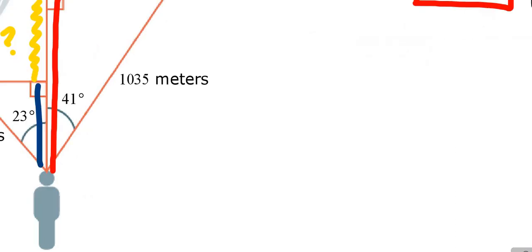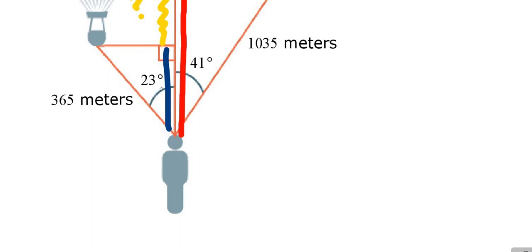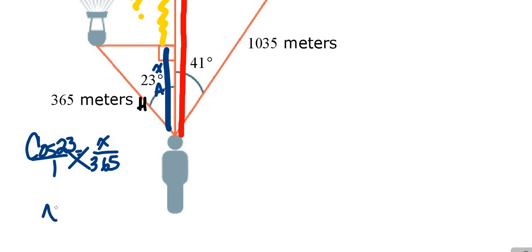So looking here on the left-hand side, if I were to solve for the blue there, that would be adjacent, that would be hypo. So I would do cosine 23 degrees equals my adjacent, which would be unknown, I'm going to call it x, over my hypo, which is 365. Cross multiply. So to get my x, I'm going to need to do cosine 23 times 365. Keep that in mind.